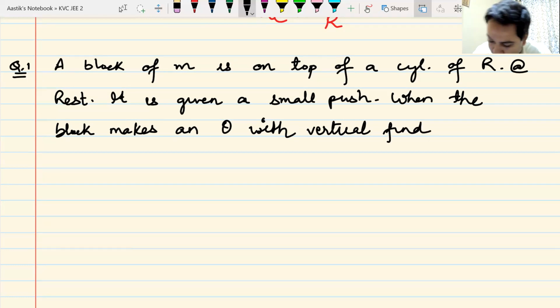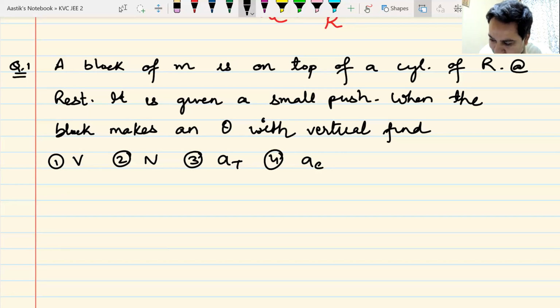find number one, the velocity, number two, the normal reaction, number three, tangential acceleration, number four, centripetal acceleration. Instead of theta, just take it as 37 degrees. When it makes an angle of 37 degrees with the vertical, find velocity, normal reaction, tangential acceleration, centripetal acceleration, and the total acceleration. I hope you remember how to find the total acceleration when centripetal and tangential acceleration are given to you.